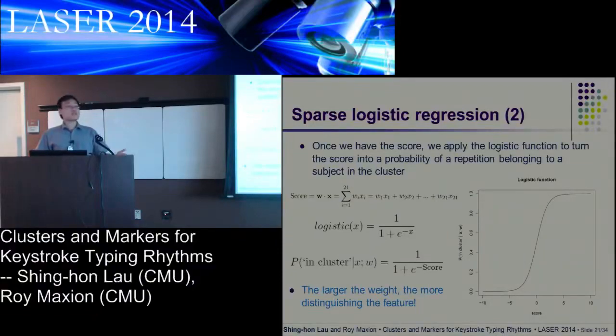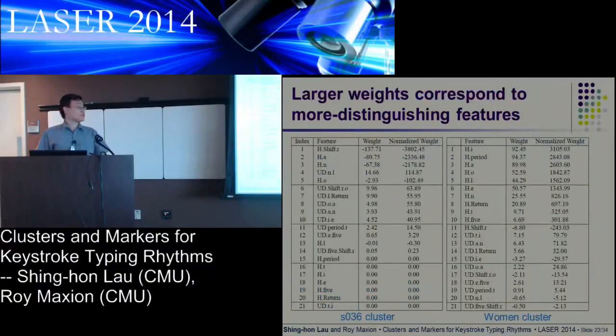So we can run this for the clusters that we identified, the 36 cluster and the woman cluster. And we can get out two nice tables like this. So you have the index from 1 to 21. You have the feature. Again, the prefix of capital H means it's a hold time. The prefix of UD means it's a latency time. You have the actual weight. And then you have what I'm calling the normalized weight.